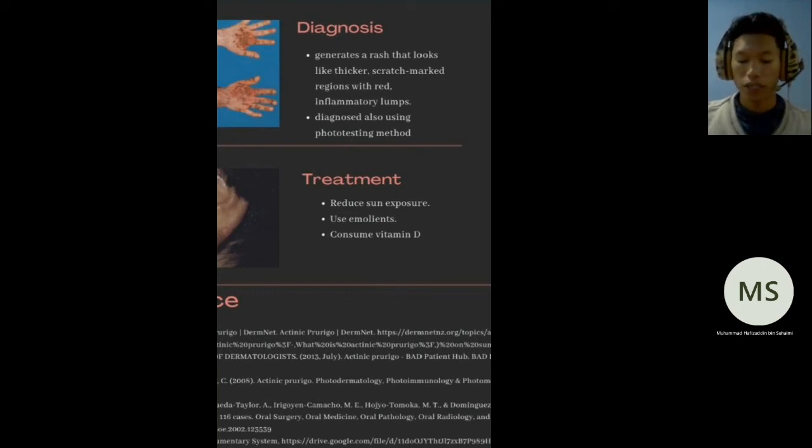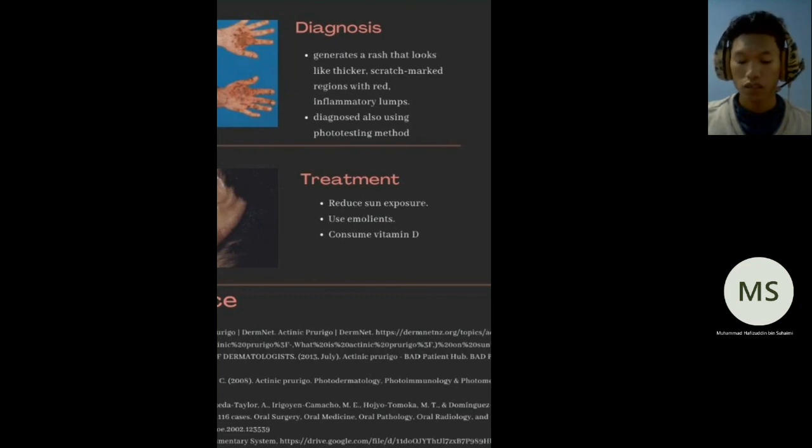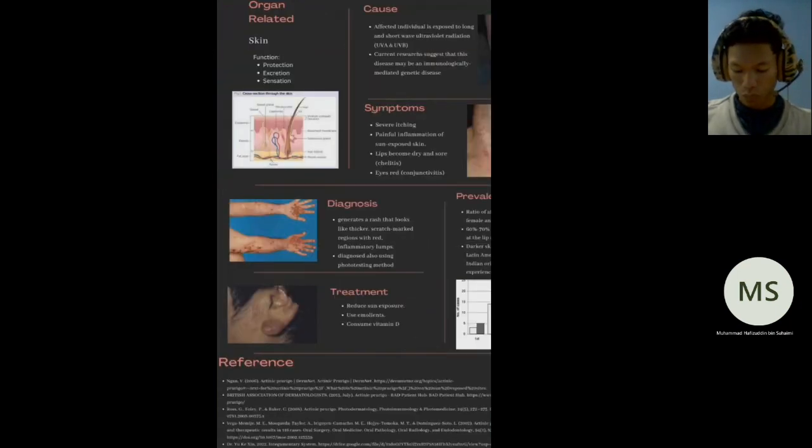Next one is the emollients. Emollients are moisturizing creams that keep our skin hydrated, so that when it becomes dry, it will not make the red rash become too much worse. Lastly, people need to consume vitamin D, because vitamin D has properties that are good for our skin.